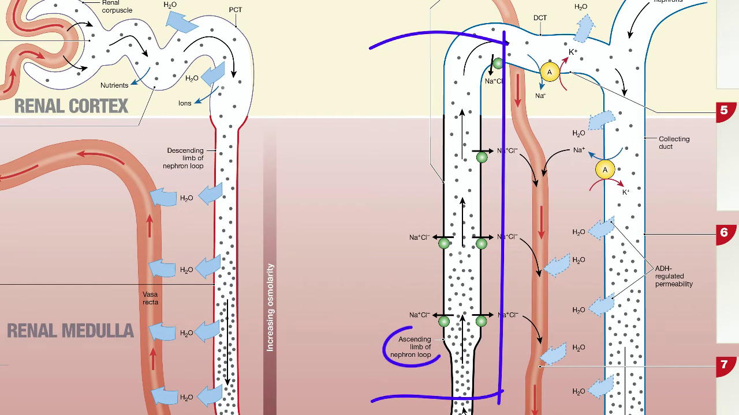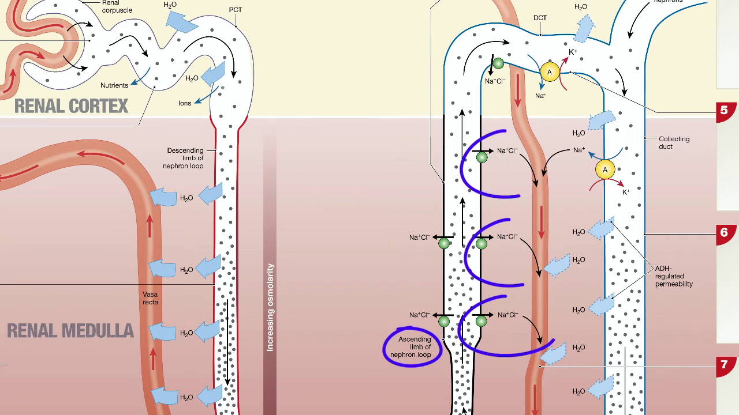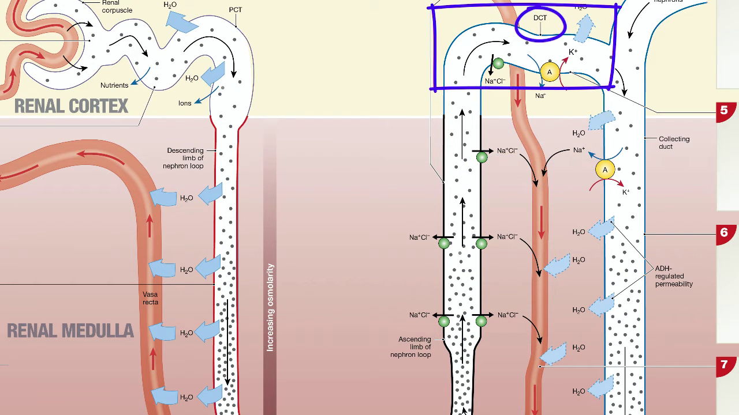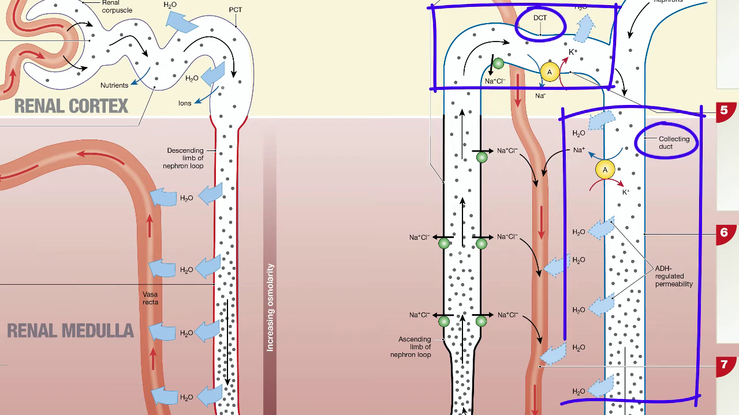The ascending limb, however, is impermeable to water and most solutes, so sodium and chloride ions are actively pumped out of the tubule. At the distal convoluted tubule, or DCT, active secretion and reabsorption occur. Two hormones, aldosterone and antidiuretic hormone, or ADH, function here as well as in the collecting ducts.